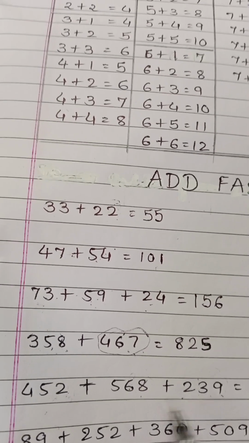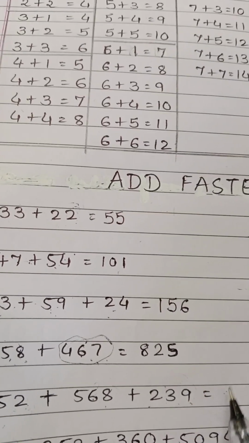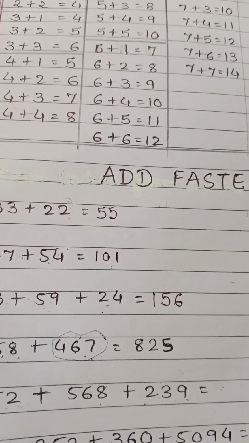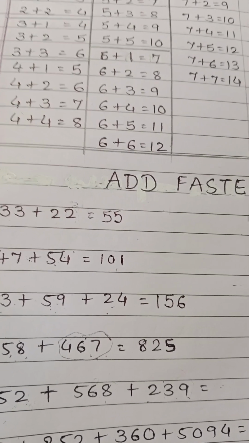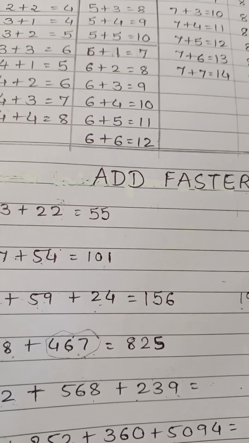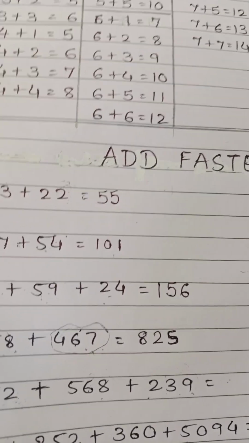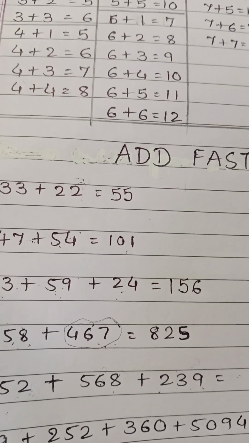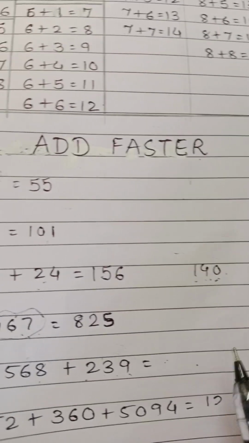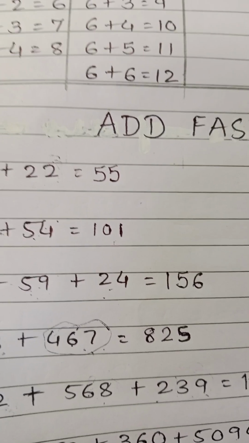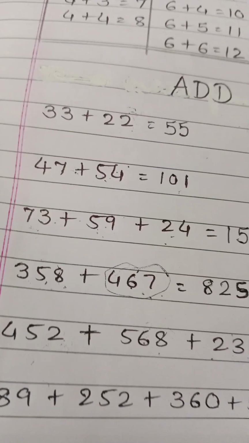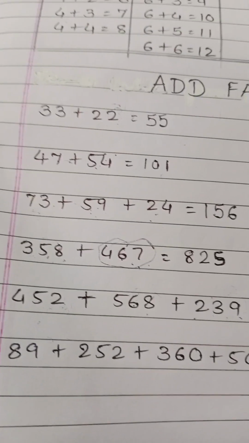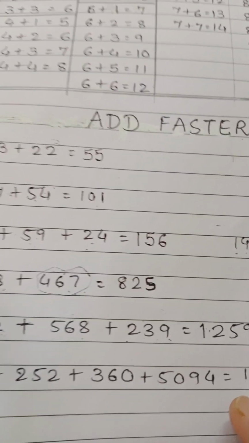Now let's add this 2, 8 and 9. 2 plus 8 will be 10. 10 plus 9 will be 19. Now in 1240 you have to add 10 more, which will make 1250. And you have to add 9 more. So it will make 1259. Okay. So just check this question and this is the answer.